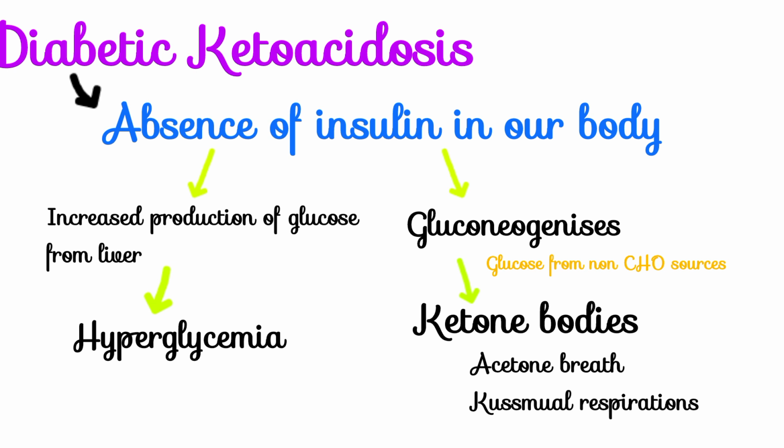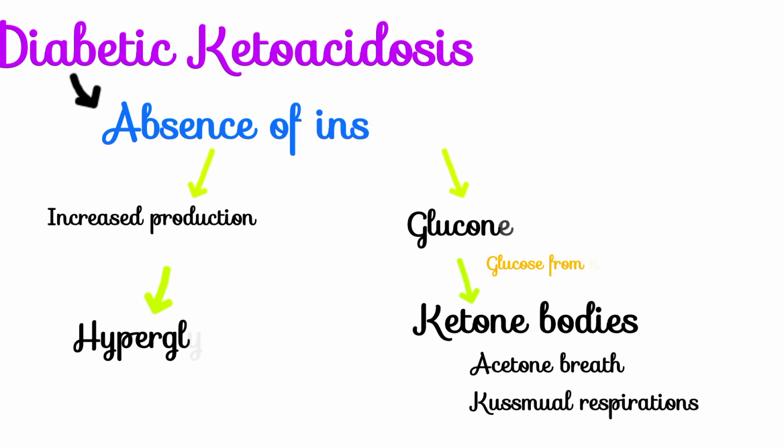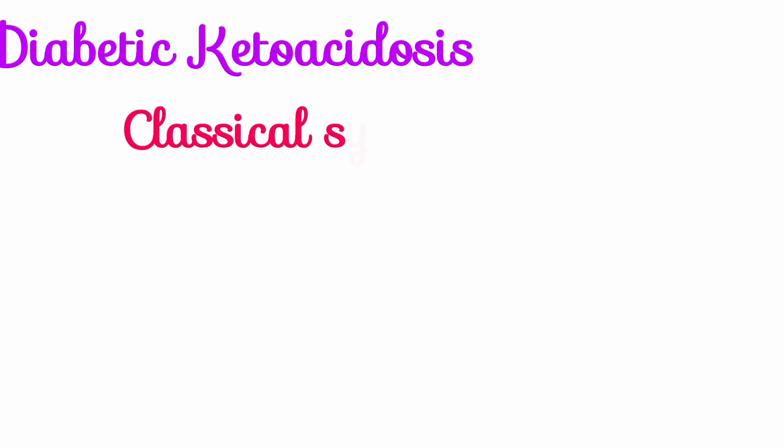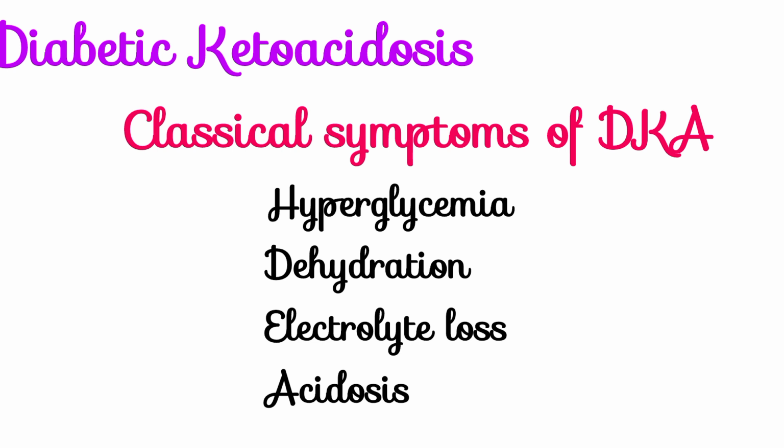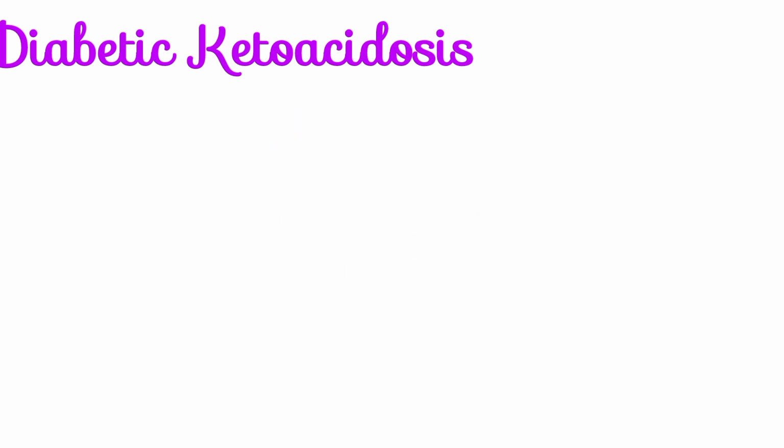This leads to dehydration in the patient. The dehydrated patient may come with weakness, headache, and increased thirst. The classical symptoms of diabetic ketoacidosis are hyperglycemia, dehydration, electrolyte loss, and acidosis. This may manifest as Kussmaul breathing. Other symptoms are fatigue, blurred vision, weakness, headache, and orthostatic hypotension.